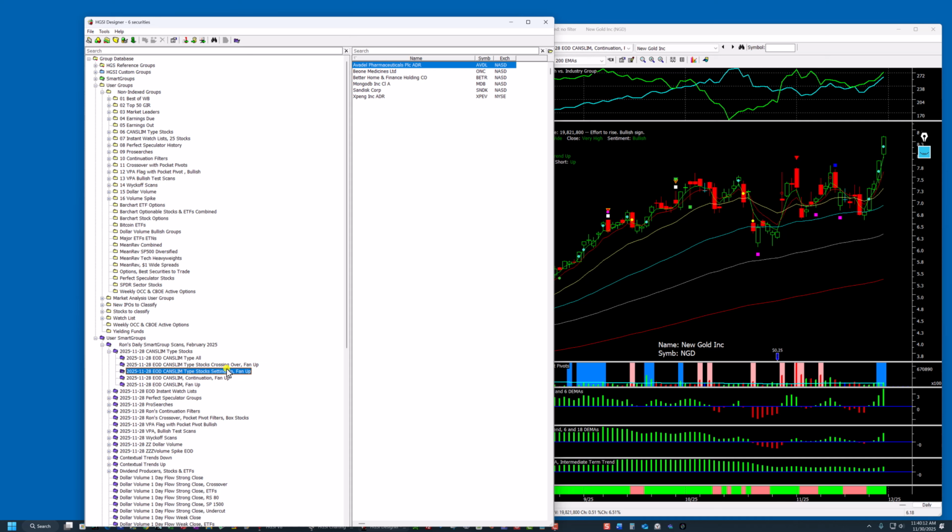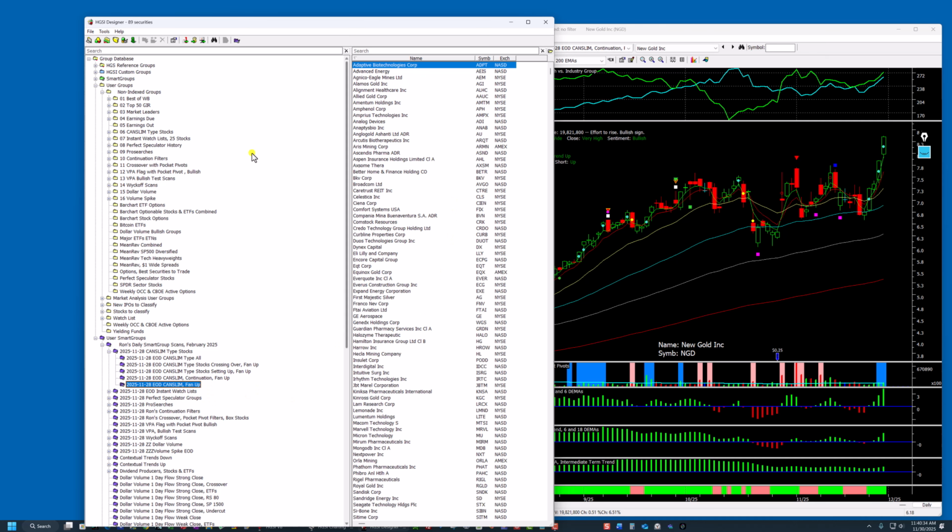These are setting up, which means they haven't crossed over yet, and this cuts the list all the way down to, what, 6? And then these are CANSLIM continuation stocks, and I'll show you on the chart what that means. And then these are all of the CANSLIM stocks that have a fan up. In case you don't know what the fan is, bring an arrow up here.